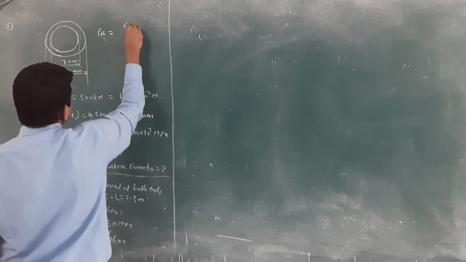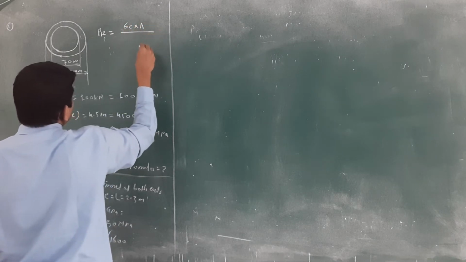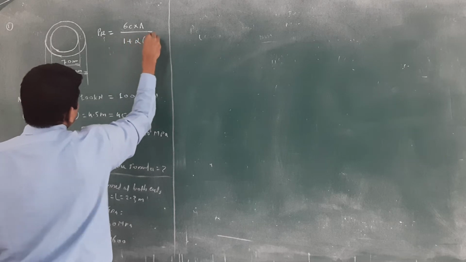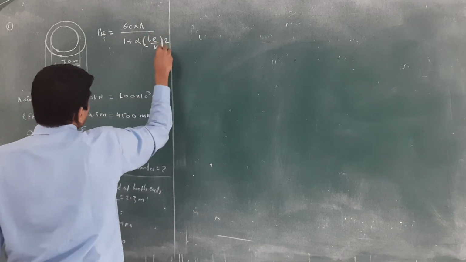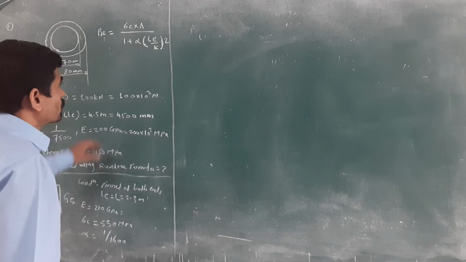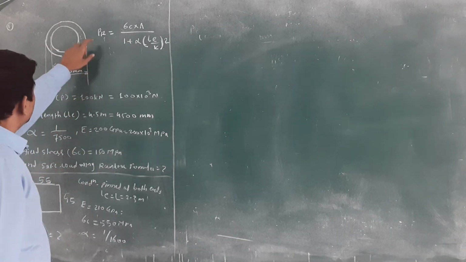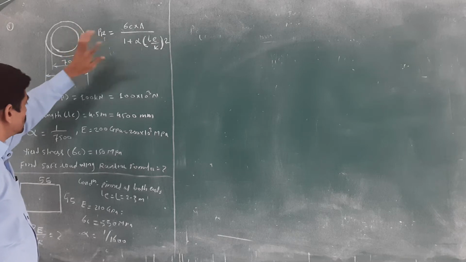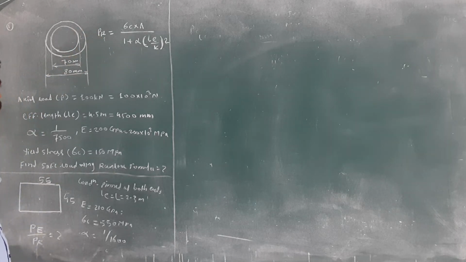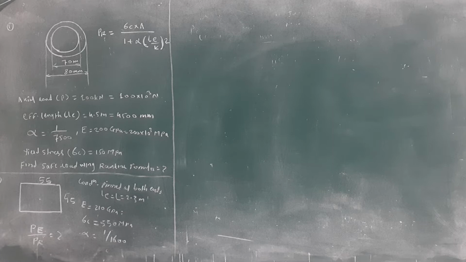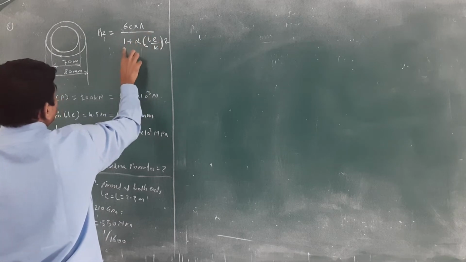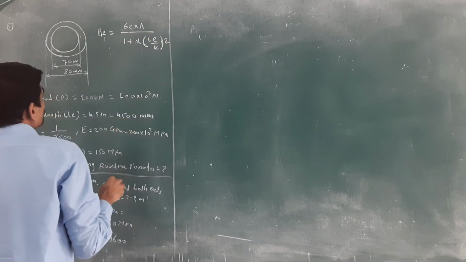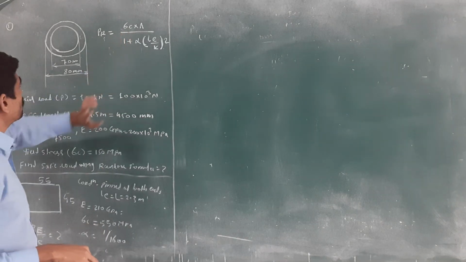What is the formula? We have seen PR is equal to sigma C into A divided by 1 plus alpha into (LE by K) whole square. You should remember this formula. Then we want to find out finally the PR value. See which values we have and which value we want to calculate, and how to calculate that value. Check that: sigma C into A divided by 1 plus alpha into (LE by K) square. Sigma C is given. Area we want to calculate.